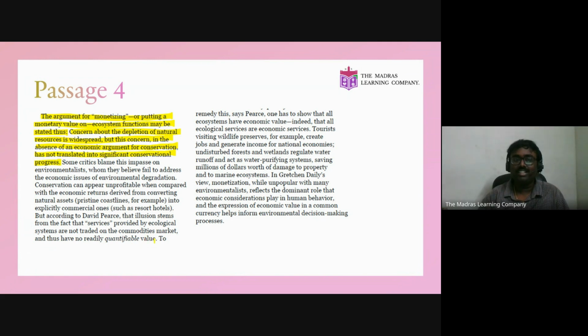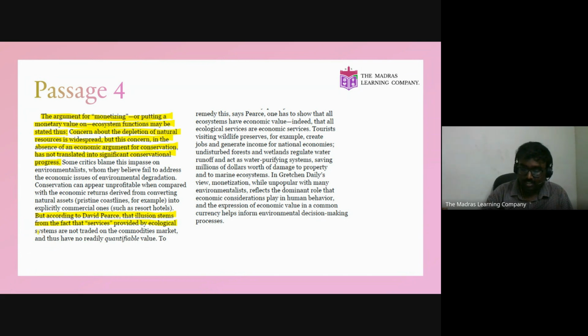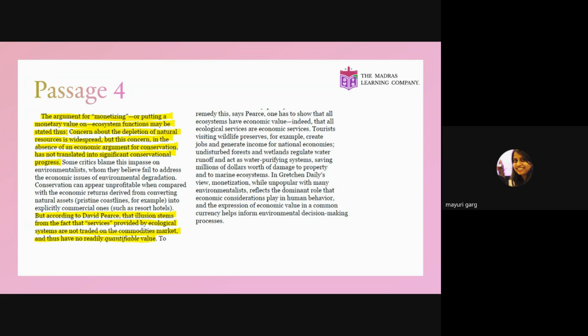Okay, Mayuri, did you read that sentence? Yes, because it started with 'but', so it gives an idea that it's contradictory. From the fact that services provided by ecological systems are not traded on the commodities market and thus have no readily quantifiable value. It's actually the same thing if you look at it. It's telling you that these ecological systems do not have any monetary value. That's what they're trying to say. Okay. Which was the next sentence you read, Mayuri? In Gretchen Daily's view, monetization, while unpopular with many environmentalists, reflects a dominant role that.